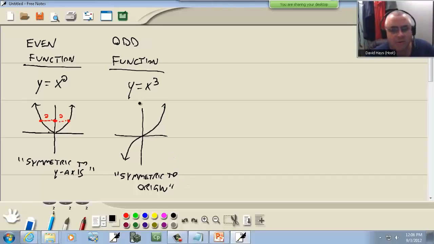Has nothing to do with the odd power. I mean, it has a little bit, but you can't use that as your reasoning, because I could give you a different problem with an x to the third that is not an odd function. So again, it's symmetric to the origin. That's why it's an odd function.